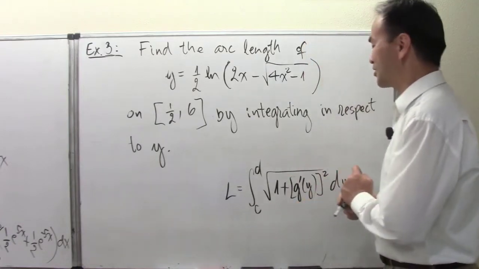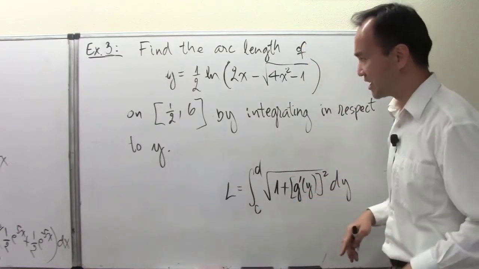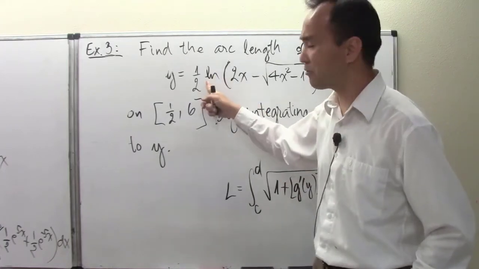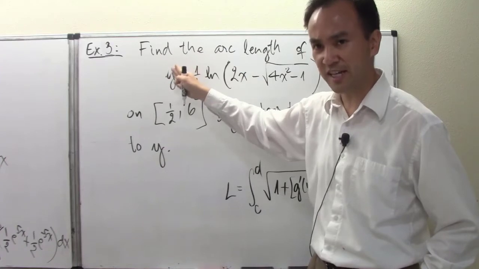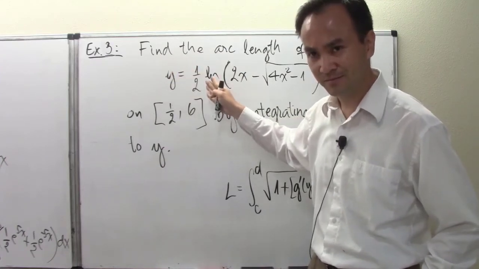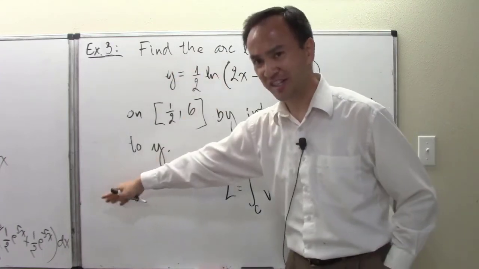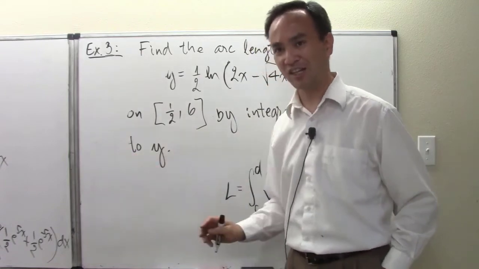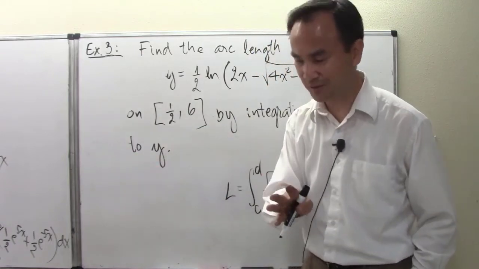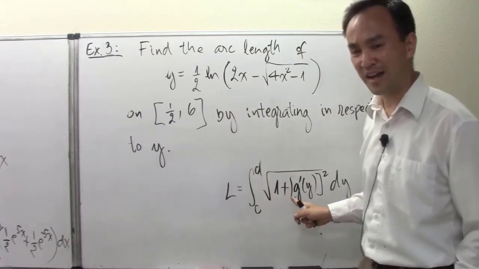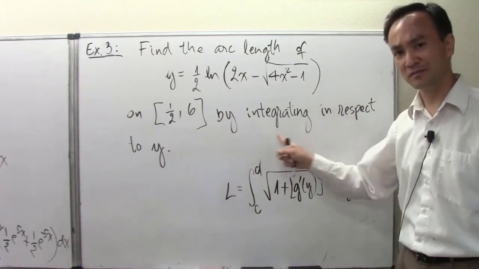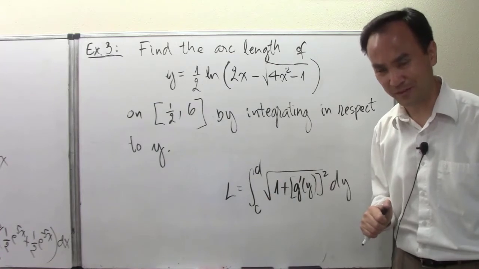Now the real challenge here is that this curve in the beginning is expressed as a function of x. But sadly that choice is out. We're not allowed to integrate with respect to x. We have to integrate with respect to y here. That's according to the requirements of the problem.